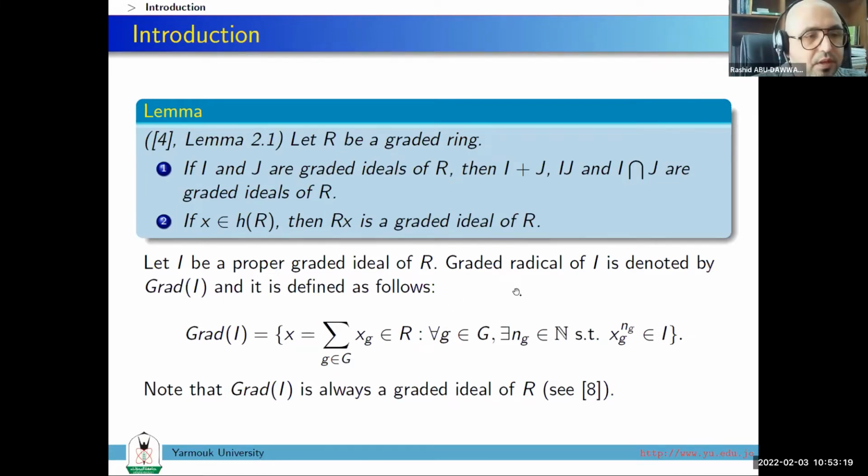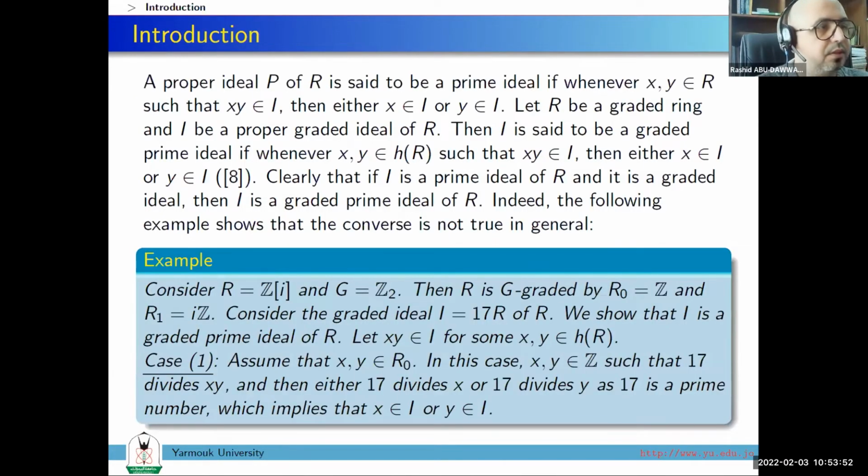This is the definition of a graded radical. You know the radical in the ring, so we just redefine it using the graduation. So this is the graded radical of I. If we have a proper graded ideal, then the graded radical of I is defined as follows, and it is similar to the definition of radical. In fact, this ideal is always a graded ideal, and this has been proved in reference 8. So we can find a graded ideal every time if we want.